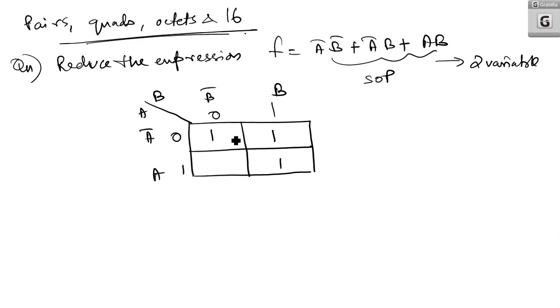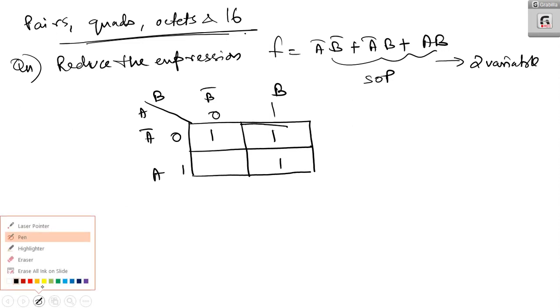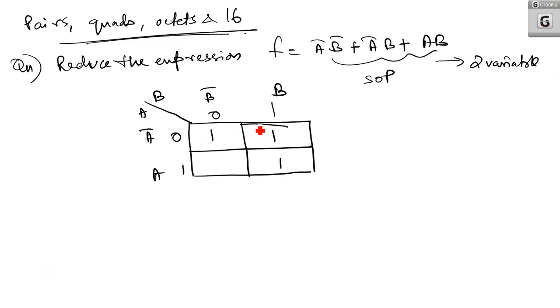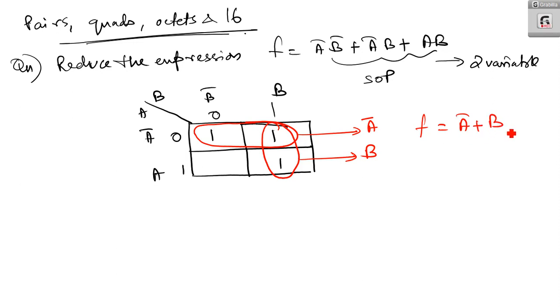Now how can you pair? Now see, here there is one in the first row only. That means here we can pair these two terms. If you are pairing these two terms, the corresponding expression is A bar. Again, these two you can pair. That means here you will get B. Therefore, the corresponding reduced expression is F is equal to A bar or B.